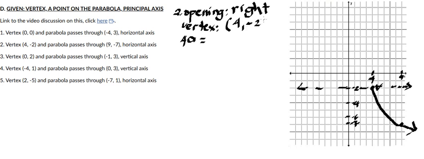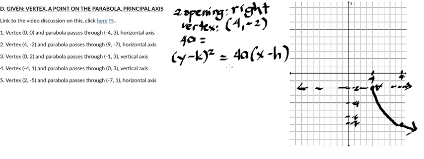We cannot find the a, but we can surely find our 4a by writing our standard equation based on the opening to the right, which will be y minus k squared equal to, to the right, which means it's a positive 4a times x minus h. Plugging in the information, we have h as 4 and k as -2. Y minus our k is -2, so which makes this one a +2 squared equal to 4a is unknown times x minus our h is 4.